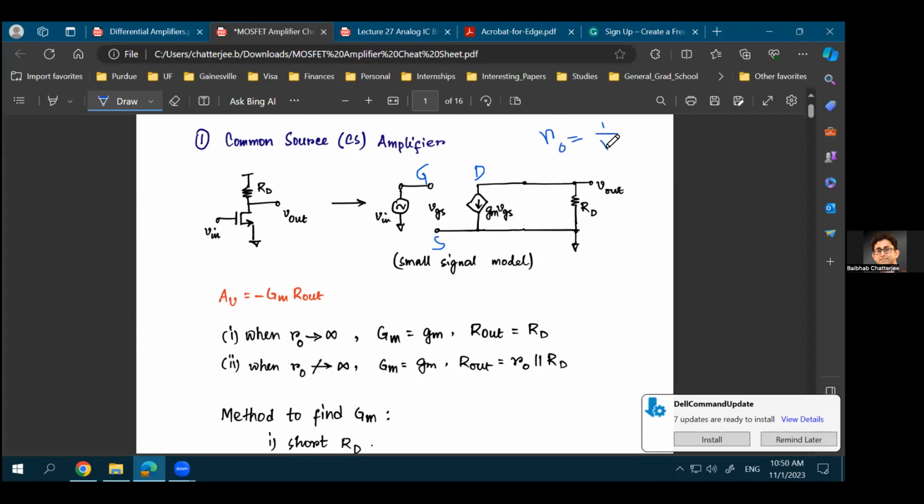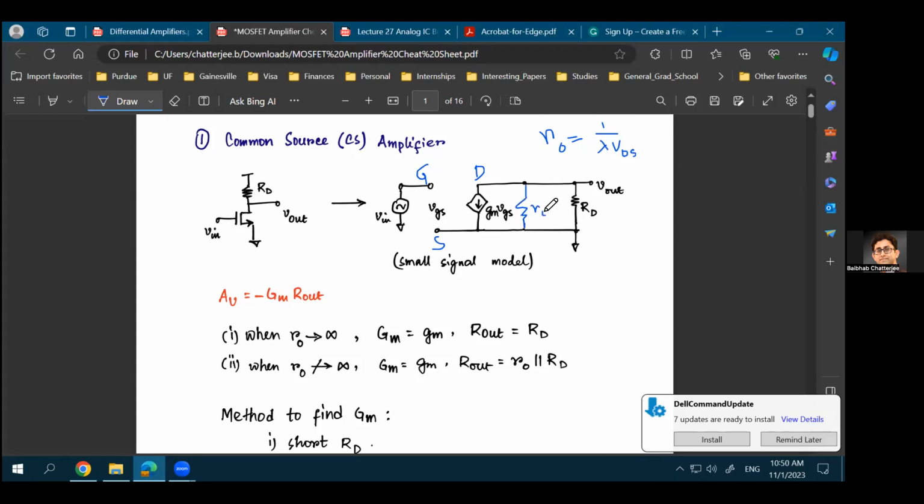So if your lambda is given to be 0, or if you're asked to ignore lambda, the channel length modulation, then your RO is infinite, which means that the RO can be considered as an open circuit. But if there is a finite lambda, in that case, you have to consider this RO.